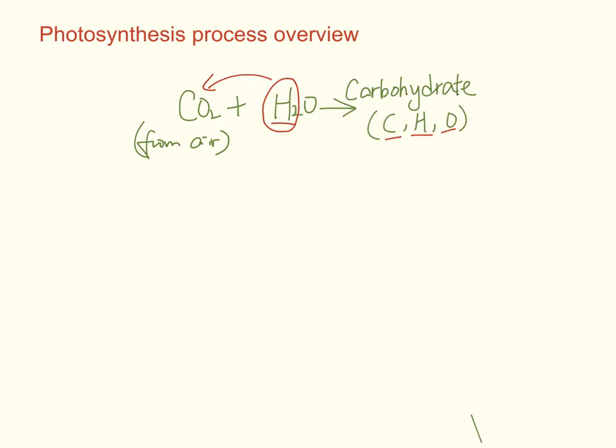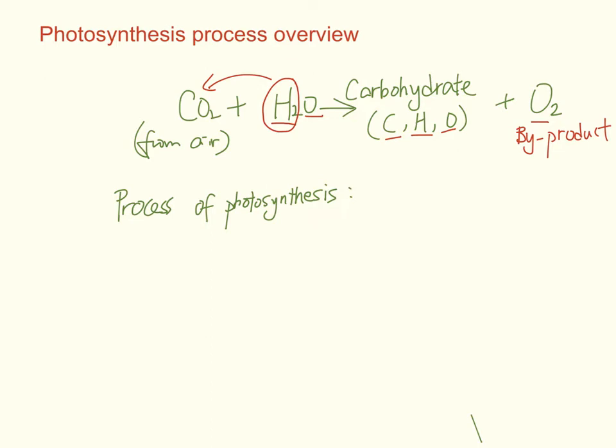The O from the H2O, on the other hand, will be released into the environment as a byproduct, and that's why photosynthesis produces oxygen. So in short, the process of photosynthesis contains two steps.